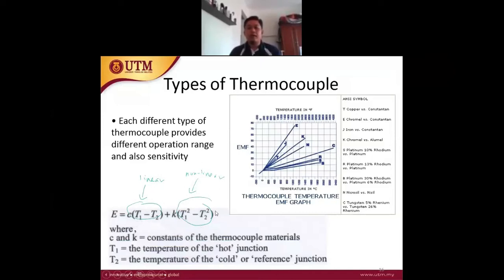But at higher temperature difference, the non-linear effect will start to appear. Okay? So T1 is the temperature of the hot junction, or the measuring point, and T2 is the temperature of the cold junction, or the reference junction.